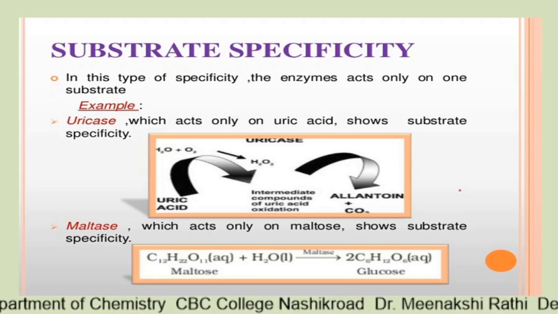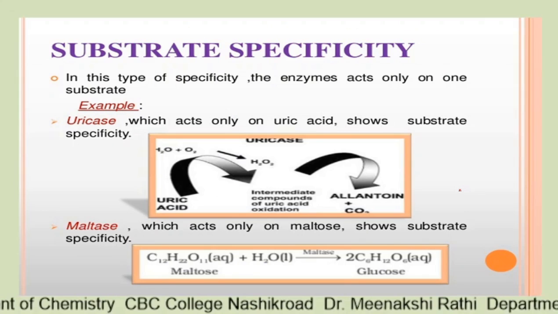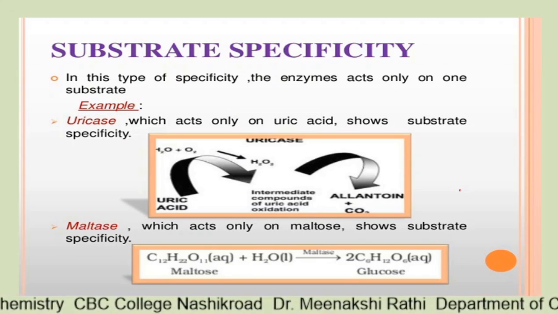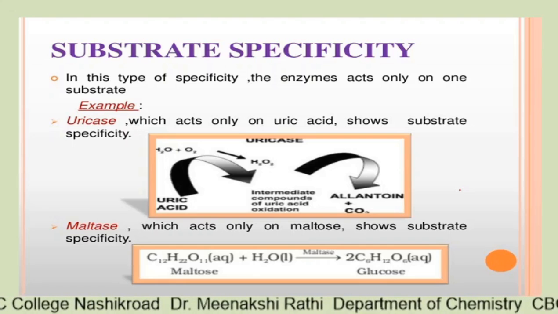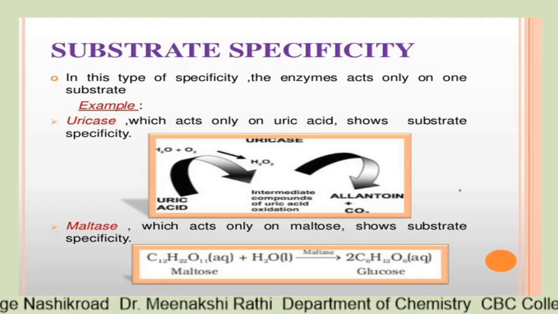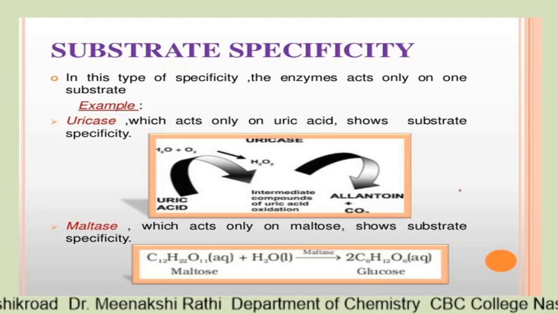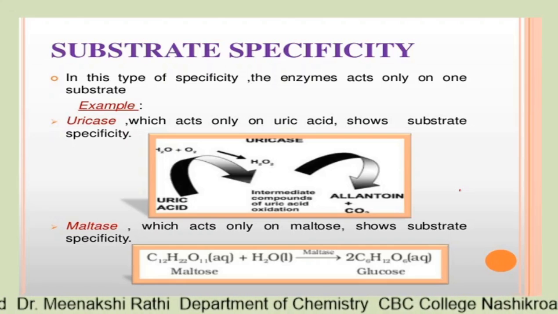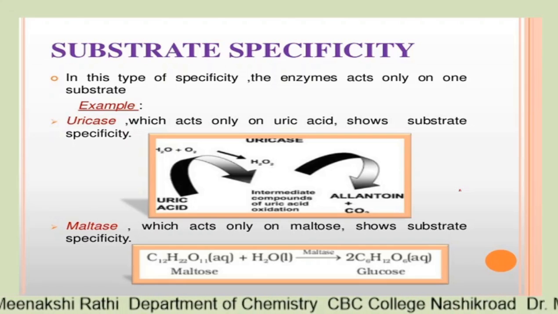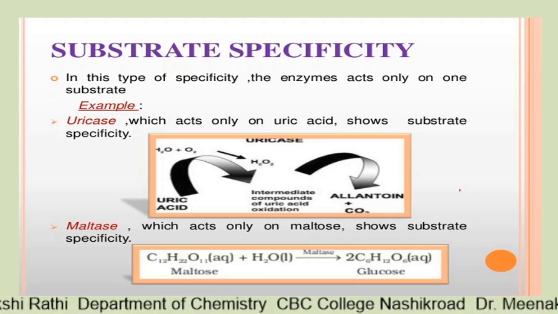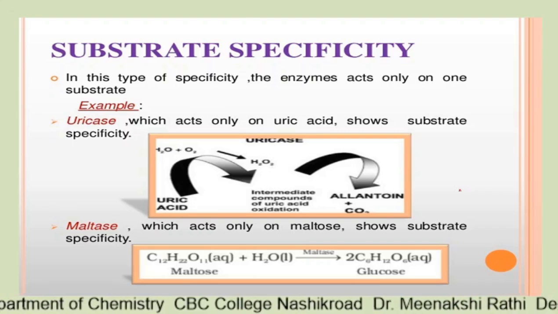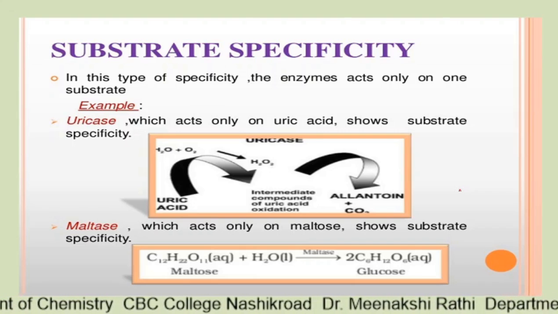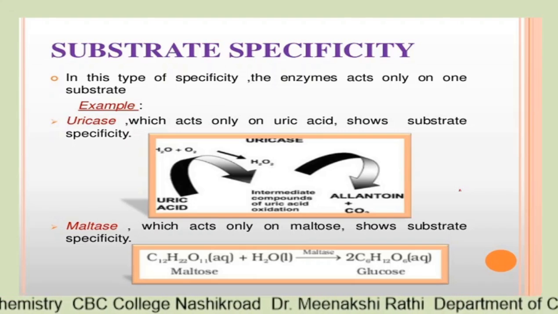While in substrate specificity, the enzyme acts only on one type of substrate. For example, urease acts only on uric acid, while maltase acts only on maltose. So such type of specificity is known as substrate specificity.